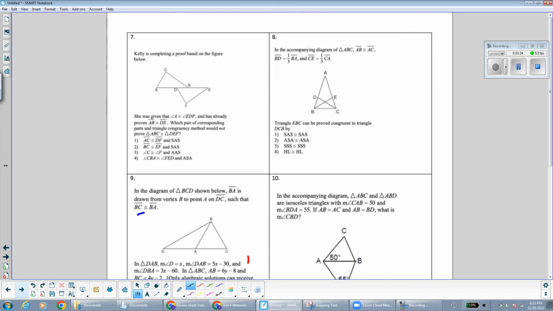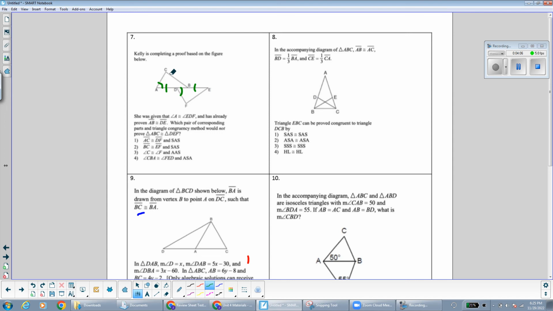Okay, moving along here. So Kelly knows that angle A is congruent to angle EDF and has already proven AB congruent to DE. So it's saying which one would not prove the triangles congruent. So answer choice 1, AC and DF. Well, that does work. That is side, angle, side. So that would prove the triangles congruent. That's not the choice we're looking for. We're looking for the one that does not.